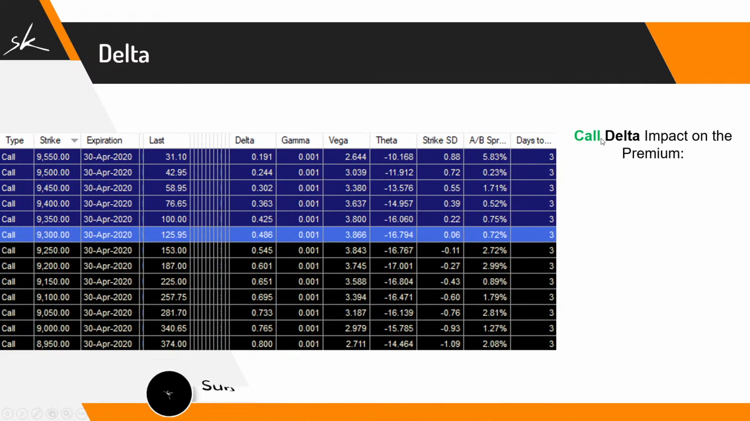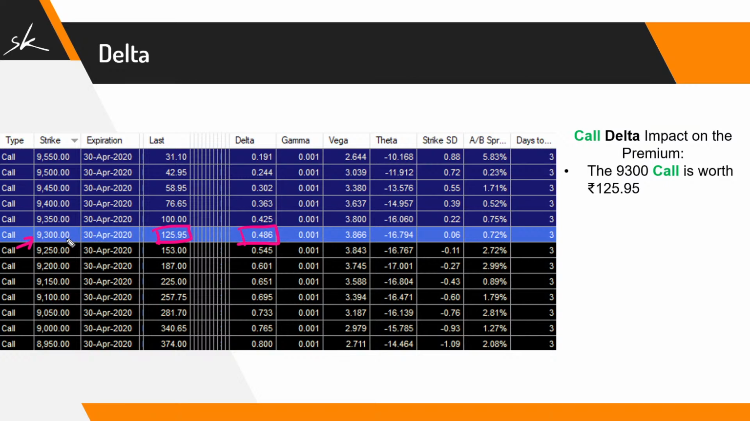Now let's take some examples. The call delta impact on the premium. So what is the call delta impact? Let's look at an option with the strike price of 9300. In fact, let me change the color. It would be much easier for you to see it. So you can now look at this call option at 9300. Currently it is worth 125 rupees 95 paise. But what is the delta? The delta is 0.486.